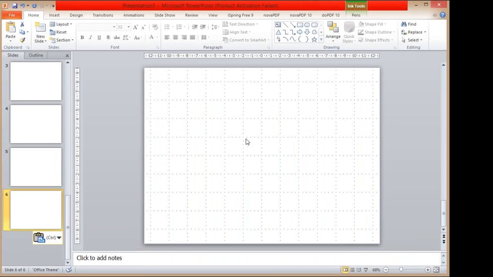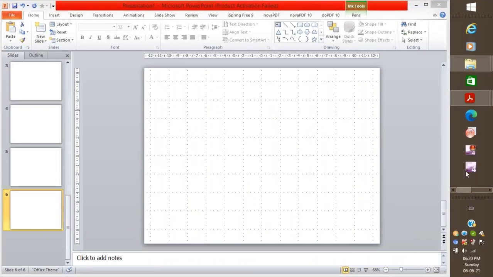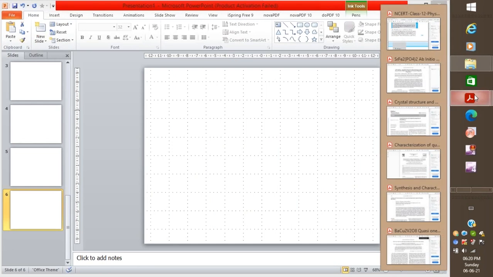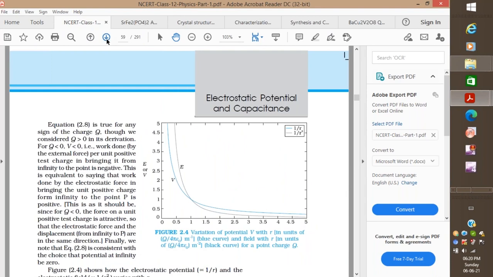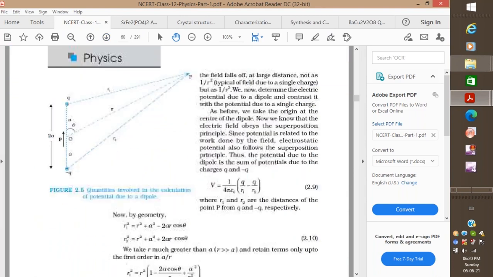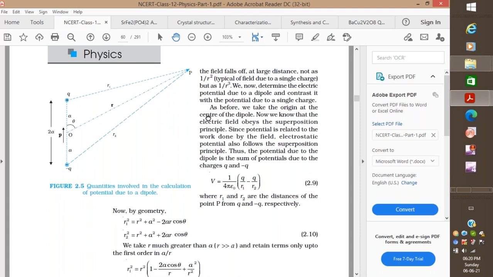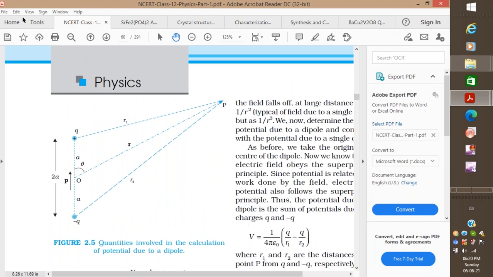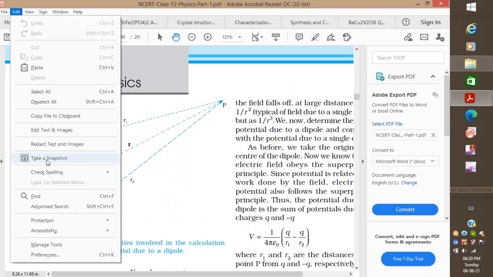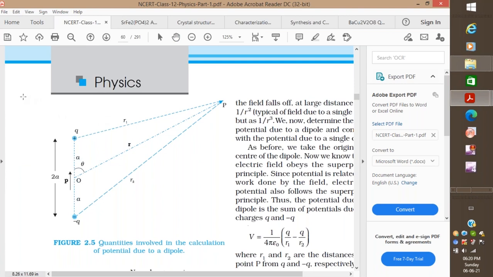Now today we'll see, if we have an electric dipole, what will be the potential due to that electric dipole? The screen is coming. Are you able to see this? This is the electric dipole, due to which I have to calculate potential. I'll just take a snap of this and then I'll discuss over there in the presentation.